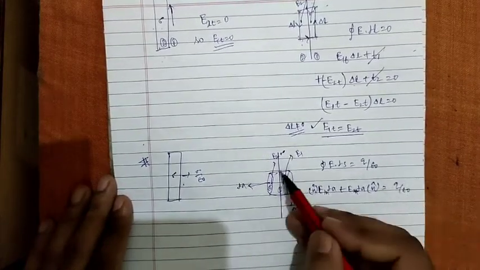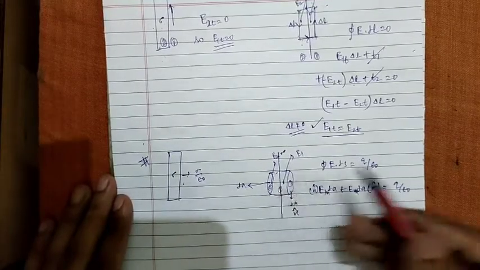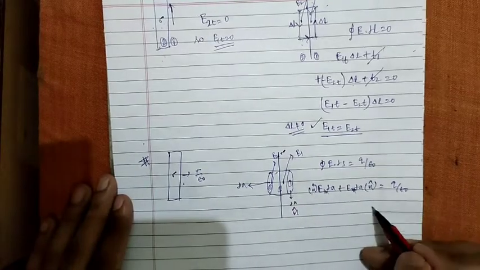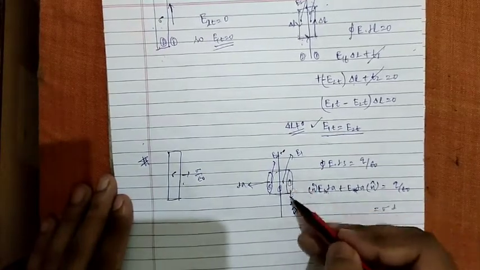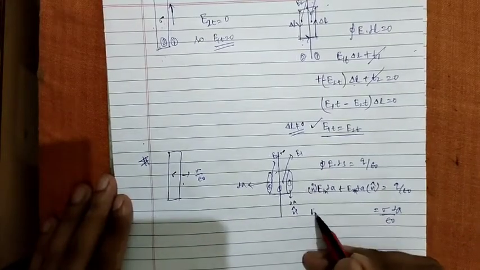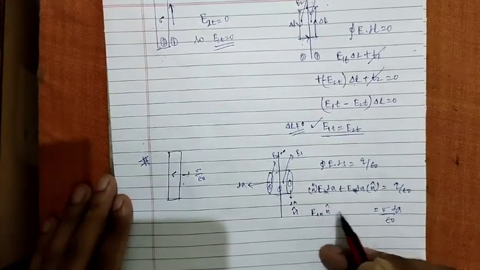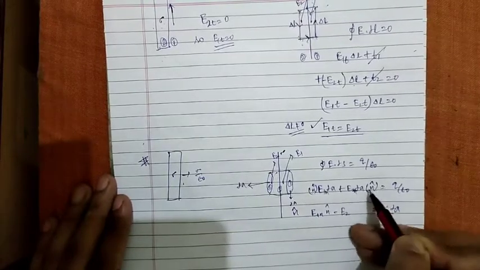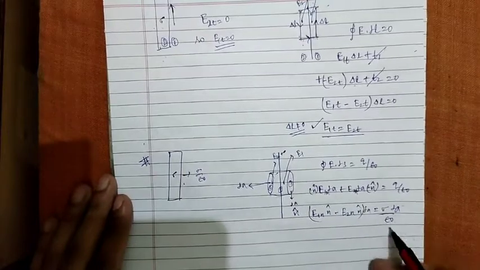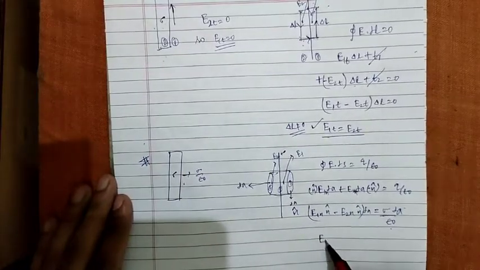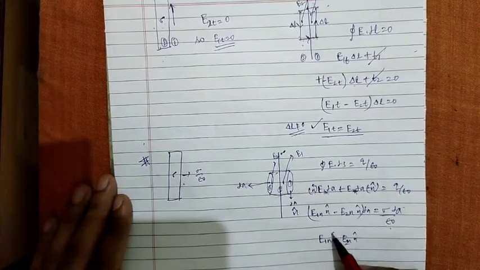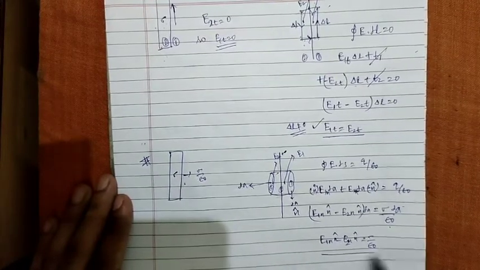The charge enclosed in this volume is equal to Q, which is sigma dA, as this will be contained in this surface, over epsilon naught. So (E1 n cap minus E2 n cap) dA is equal to sigma dA by epsilon naught, which shows us that E1n minus E2n is equal to sigma by epsilon naught.